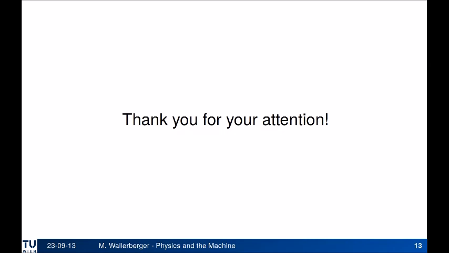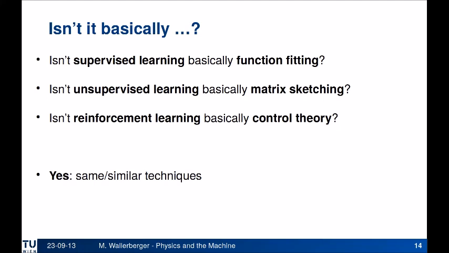But anyway, one little niggle that we had was, well, isn't what I explained basically things we already know? Isn't supervised learning basically function fitting? Isn't unsupervised learning basically a way to sketch the matrix? Isn't reinforcement learning basically optimal control theory? We have some cost function, we have some model, we fit it to the data. And the truth is, yes, in the sense that the anatomy is almost the same. But there are two things that I think set it apart to a degree.